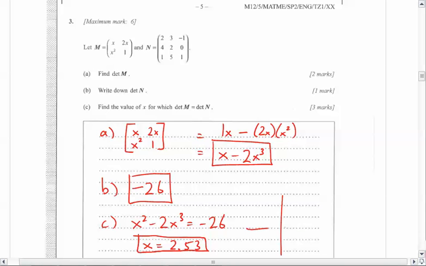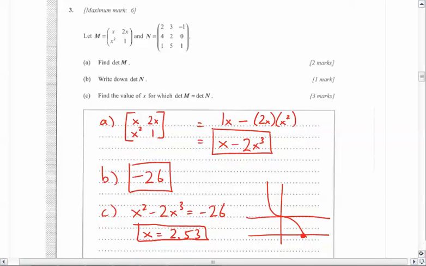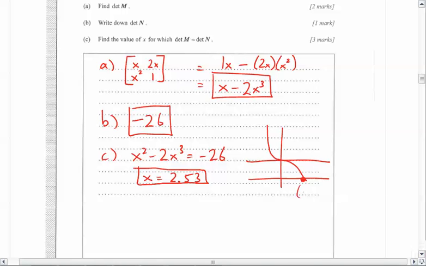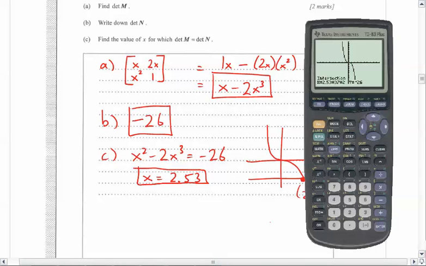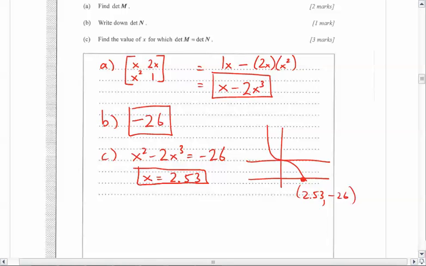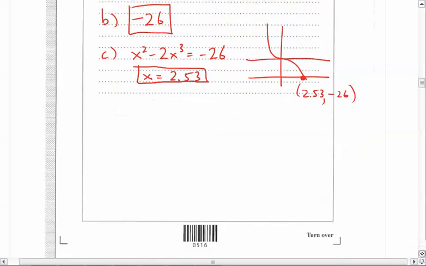Okay, so basically I'm just taking those two graphs and finding out where they cross. I don't care about the y value, just the x value. And keeping 3 sig figs.